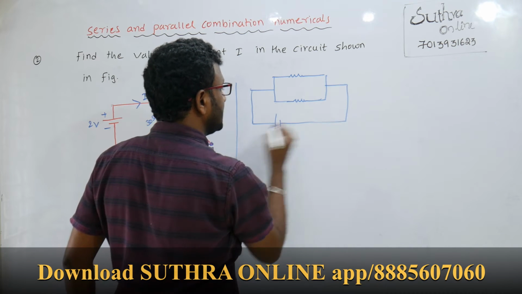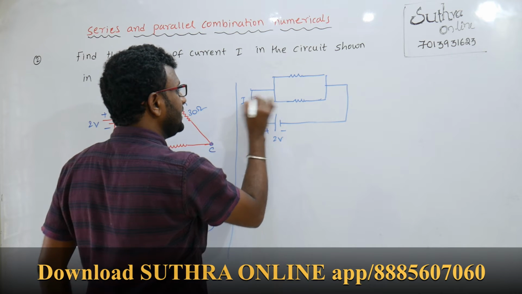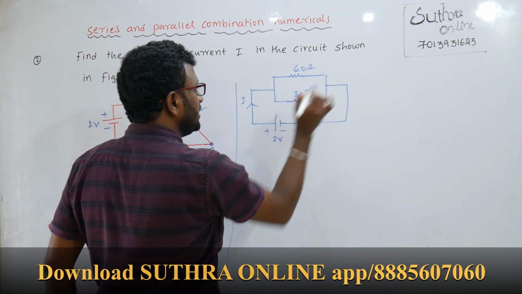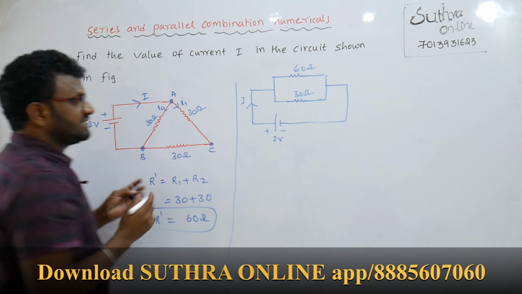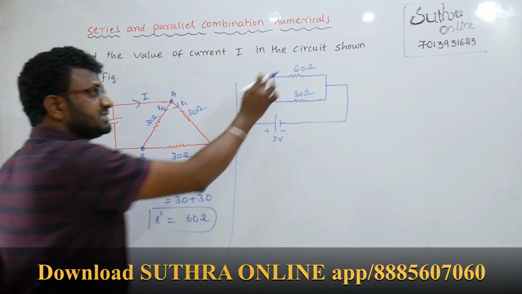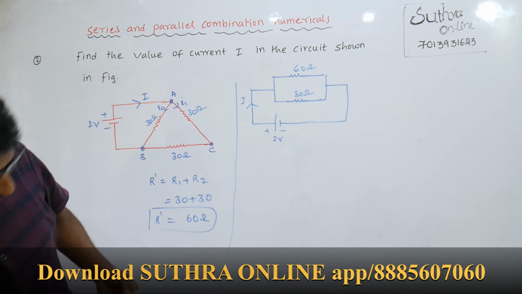So the circuit becomes like this: this is 60 ohms, and here is the plus and minus 2 volts. The current coming is I. So this is 60 ohms and this is 30 ohms. Now these two resistances are parallel to each other. The combination of 30 plus 30 is 60, and this 60 is parallel to this one.